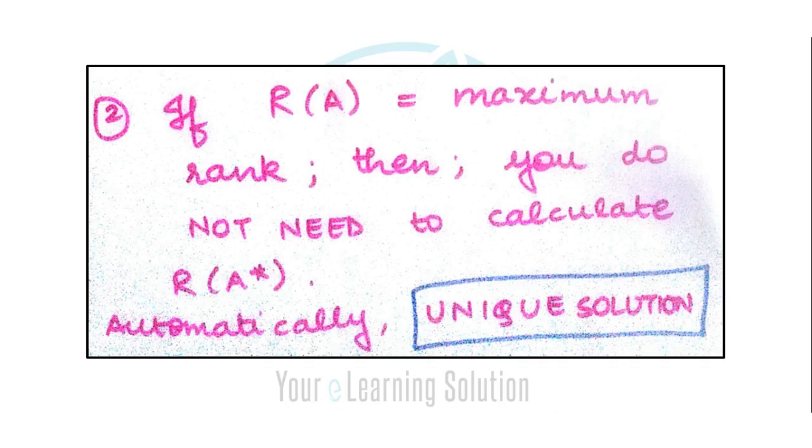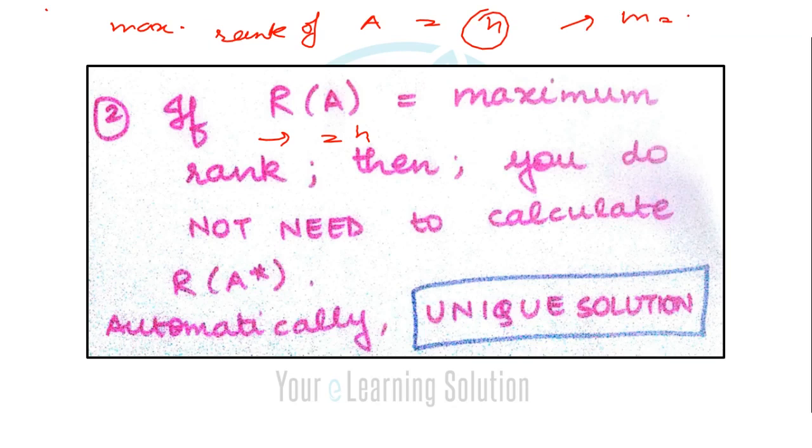The second is that when the rank of A is equal to the maximum rank, which is in this case equal to n, then you do not need to calculate the rank of A star at all. Why is this? Because the maximum rank of A is equal to n. Why is that? Because you've discussed cases when m equals n and cases when m is less than n, which means that in both of these cases, the maximum rank that A can have is n, because it's always the lesser of the two numbers.